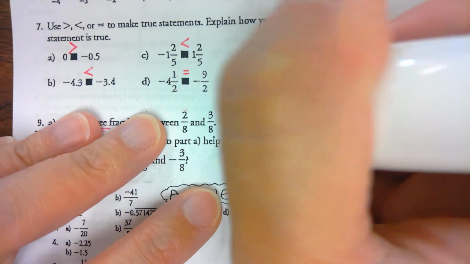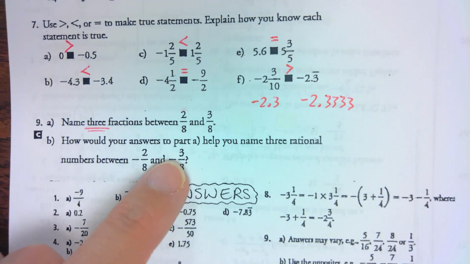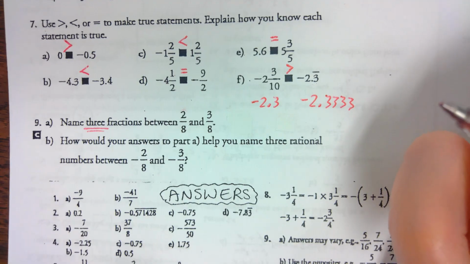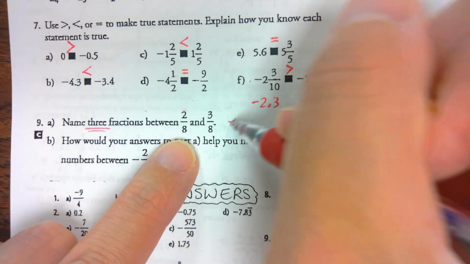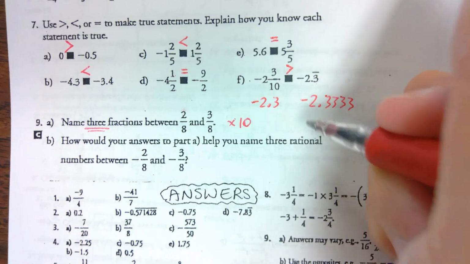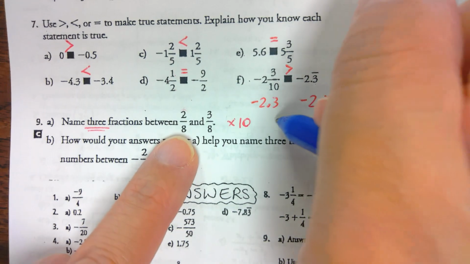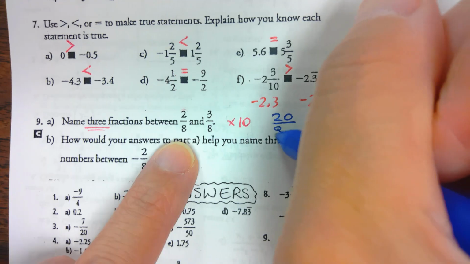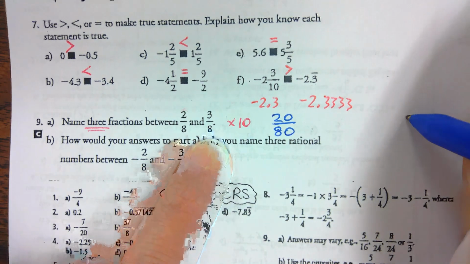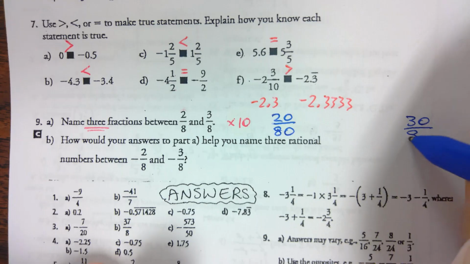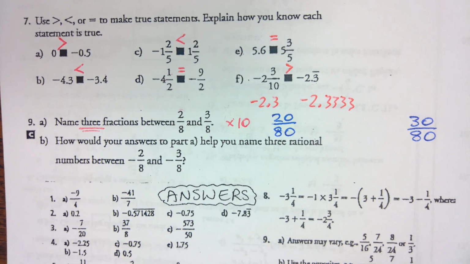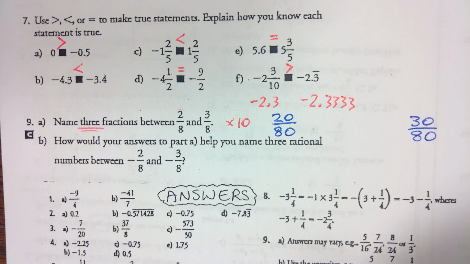Because if I double both fractions, I still don't have enough choices in between. So instead, if I times both top and bottom by 10, then I'm going to change my fraction to 20 over 80 and 30 over 80. Now how many choices do I have in between? Yeah, 9 of them. So now I have a lot more choices in between. So give me 3.